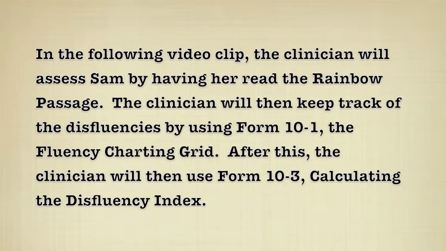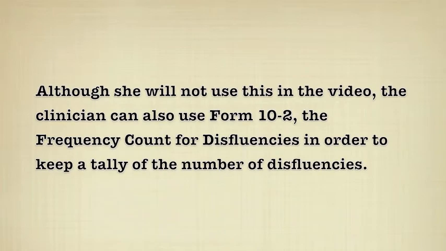In the following video clip, the clinician will assess Sam by having her read the rainbow passage. The clinician will then keep track of the disfluencies by using Form 10.1, the fluency charting grid. After this, the clinician will then use Form 10.3, calculating the disfluency index. Although she will not use this in the video, the clinician can also use Form 10.2, the frequency count for disfluencies, in order to keep a tally of the number of disfluencies.